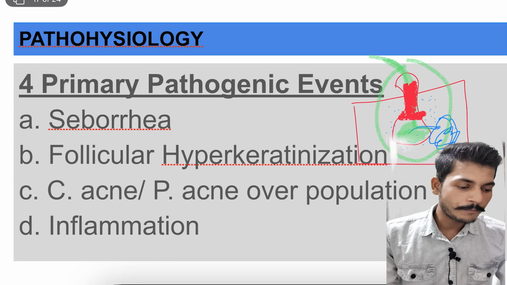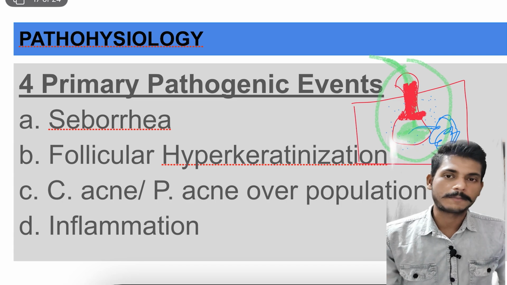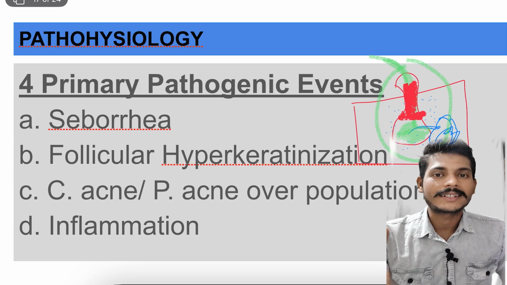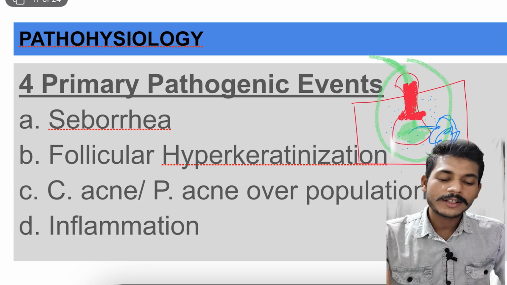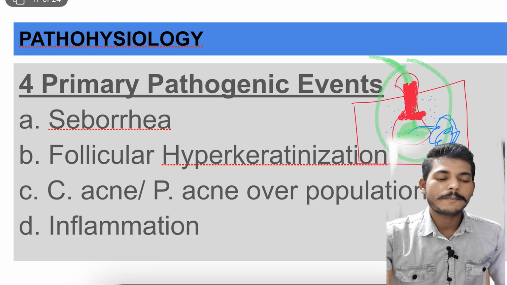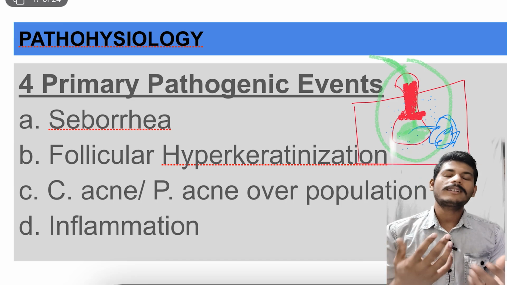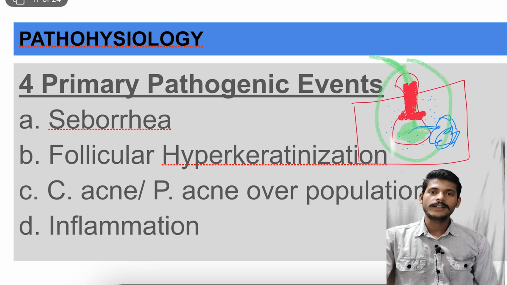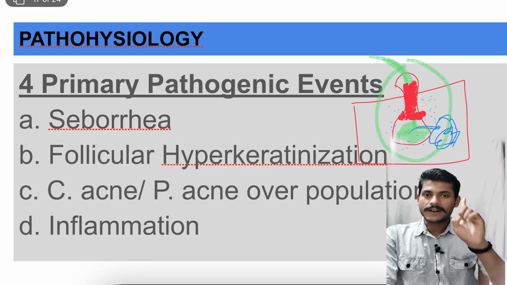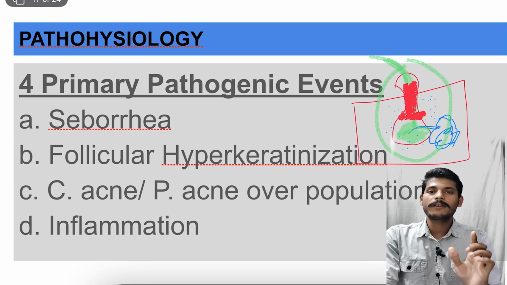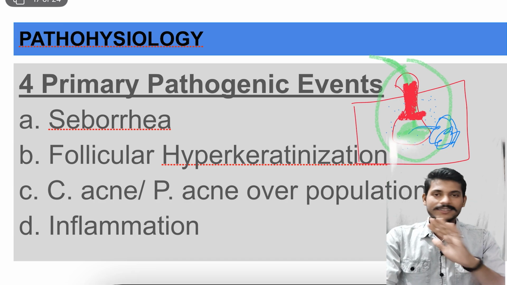Understood? No problem. The first pathophysiological condition is seborrhea. Seborrhea refers to the excessive secretion of sebum due to circulating androgen. Now another one is follicular hyperkeratinization. This term refers to the role of androgens in our body. The first and foremost thing to keep in mind about androgen is that it's involved in the development of secondary sexual characteristics. That's clear for us.